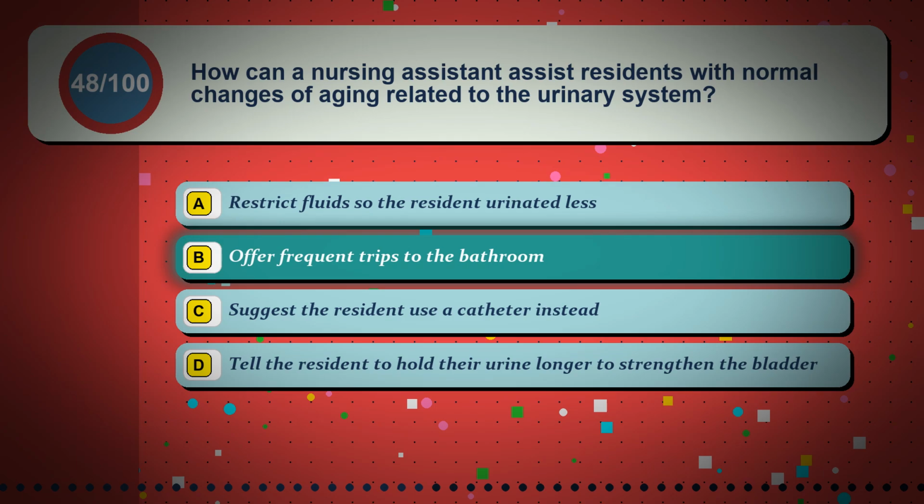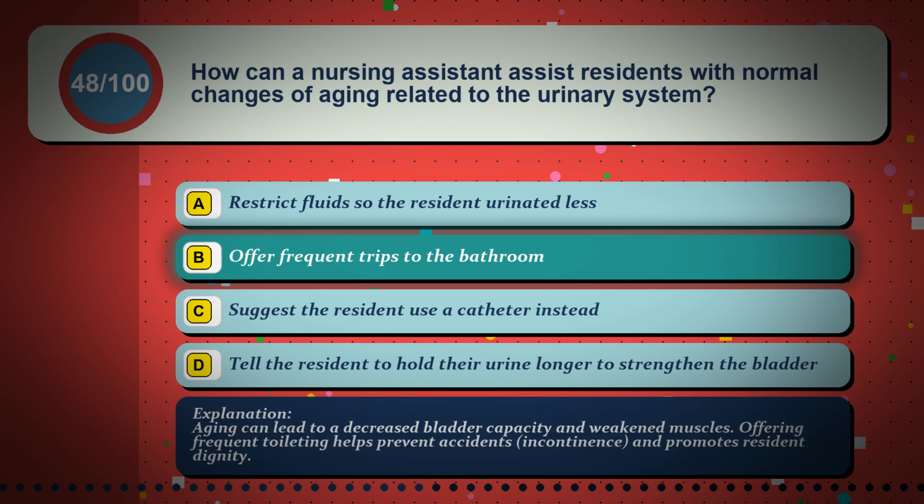The correct answer is option B, offer frequent trips to the bathroom. Aging can lead to a decreased bladder capacity and weakened muscles. Offering frequent toileting helps prevent accidents and incontinence, and promotes resident dignity.